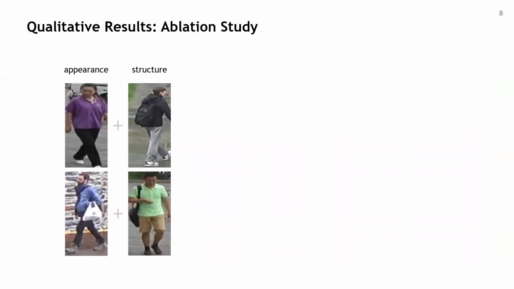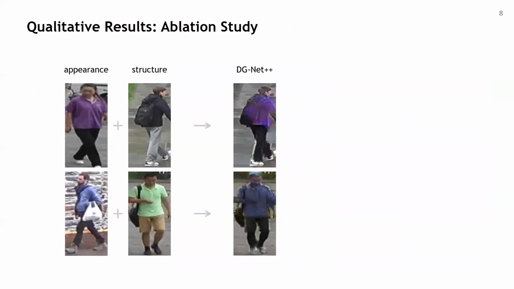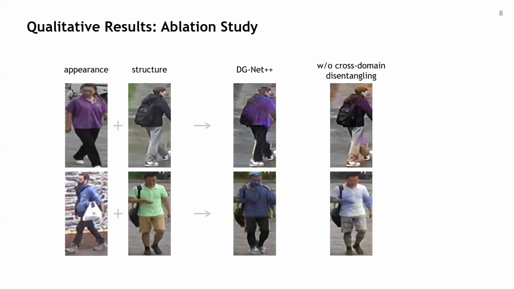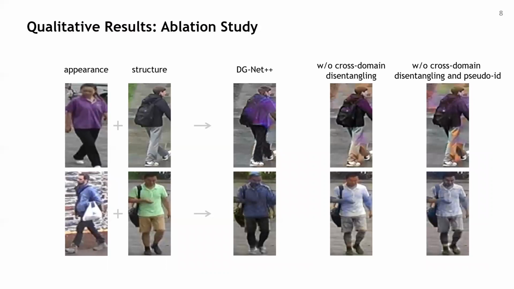To see the contribution of individual parts to cross-domain image generation, we conduct further ablation studies across Market and Duke. If we just use within-domain disentangling and disregard cross-domain disentangling, the appearance factors, such as clothing colors, cannot be well transferred. Furthermore, without the help of self-training, the appearance cues still cannot be well transferred. These ablation experiments verify the mutual benefits of joint disentangling and adaptation.